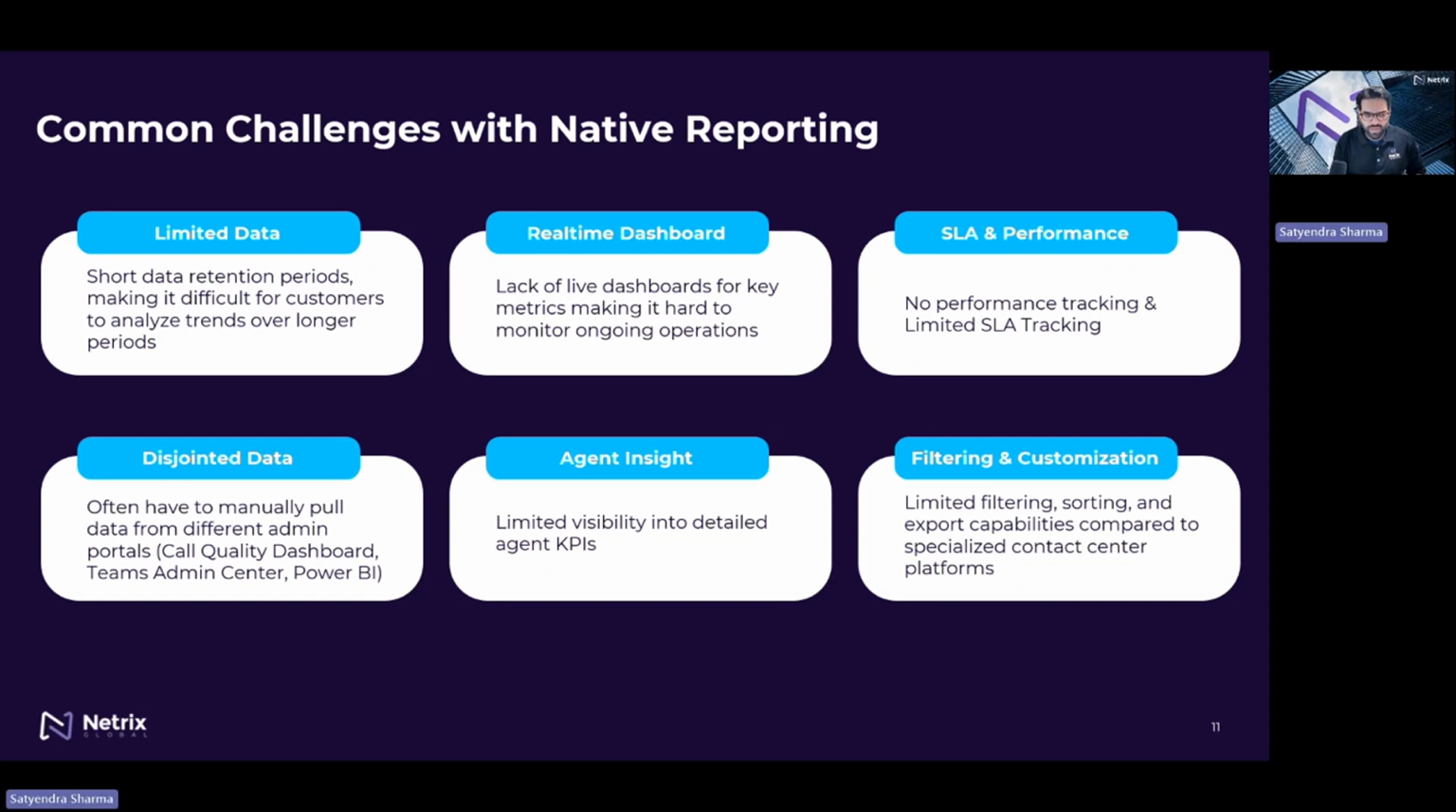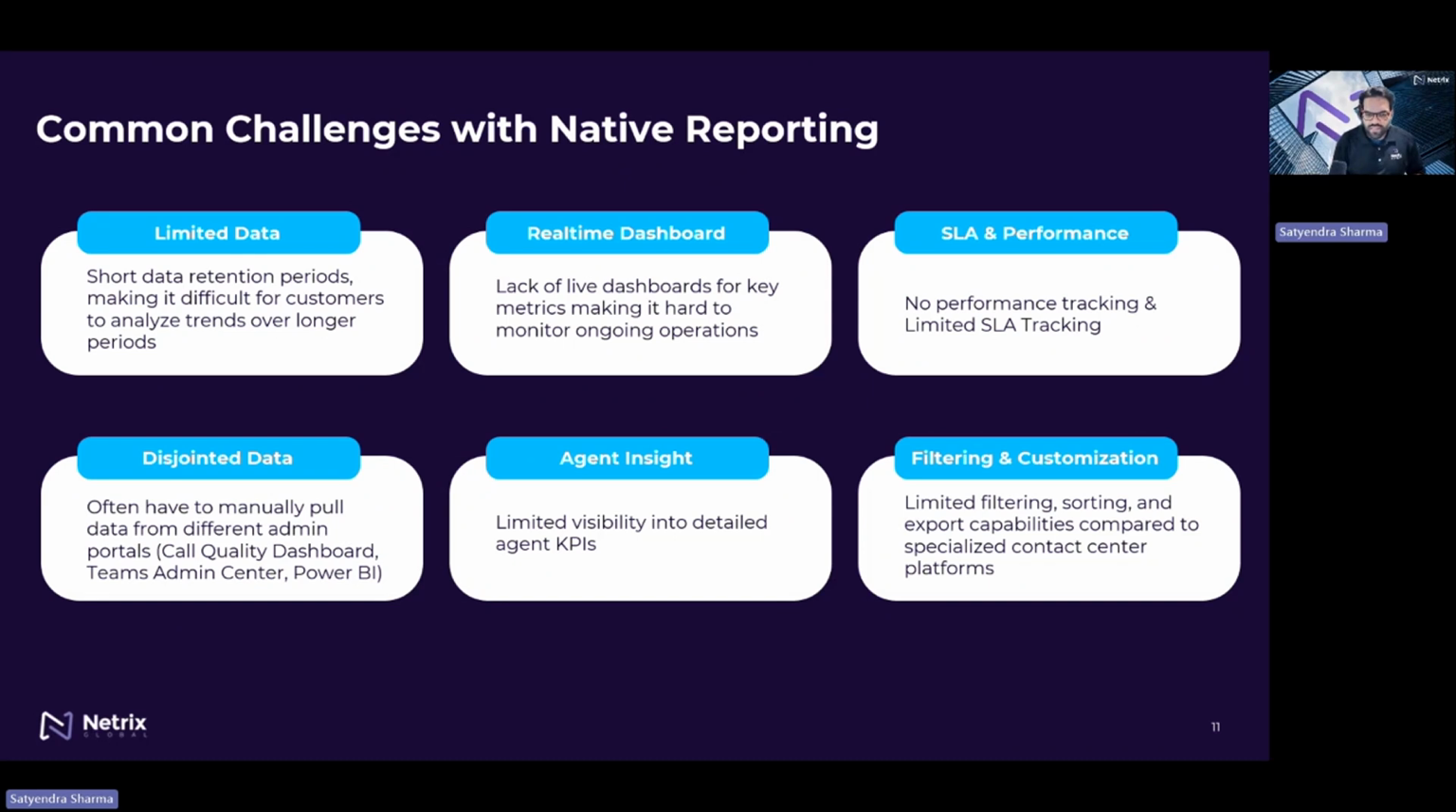Disjointed data is the other one. There are a lot of different areas you can go and find data from. In Microsoft 365, you've got obviously the Teams analytics section, you've got the call quality dashboard, you've got Power BI, you've got Microsoft Graph. Like, where do you go to get the right data or connect the dots to get a comprehensive picture of the data and reporting that you want? So there are all these disconnects and disjoints.